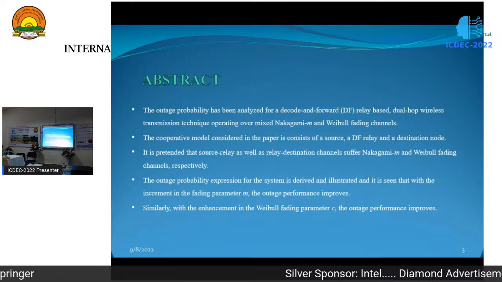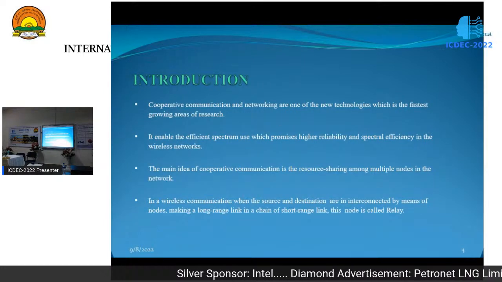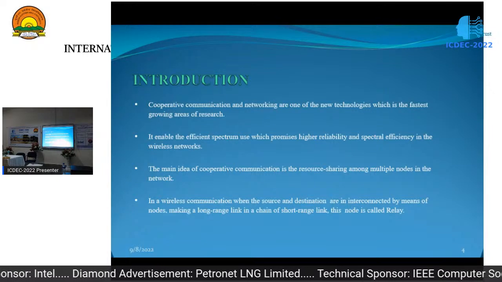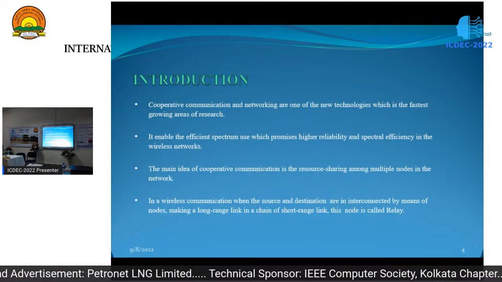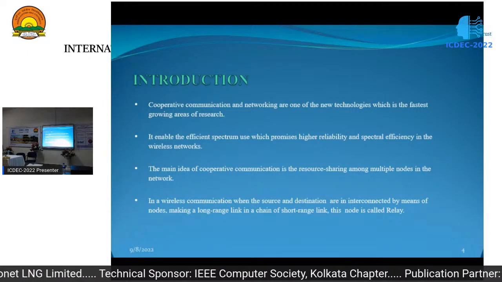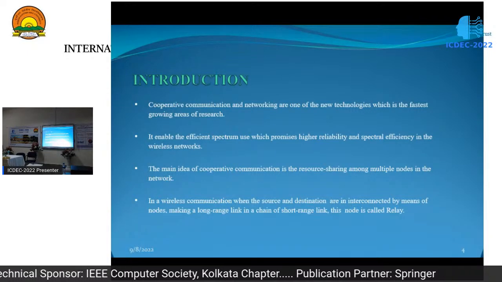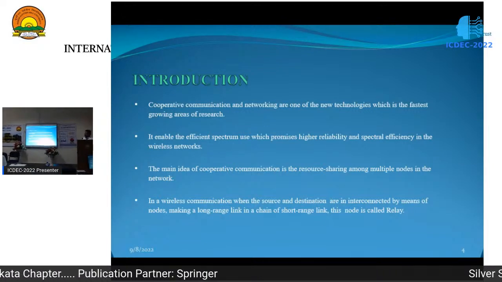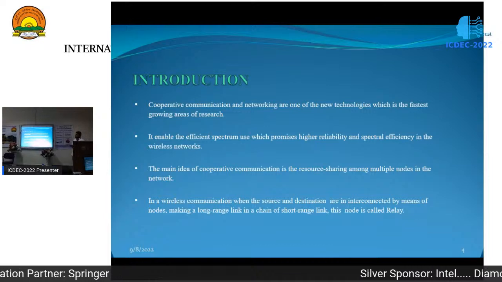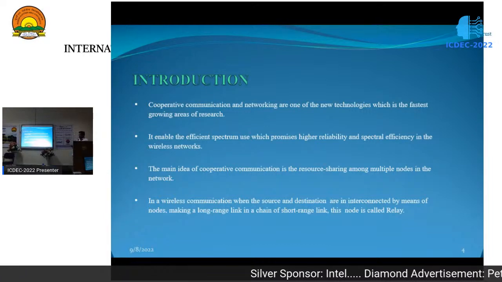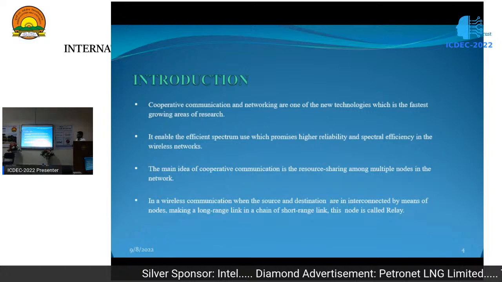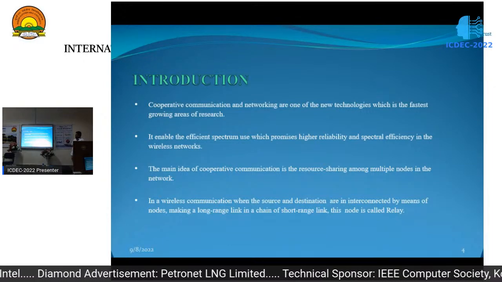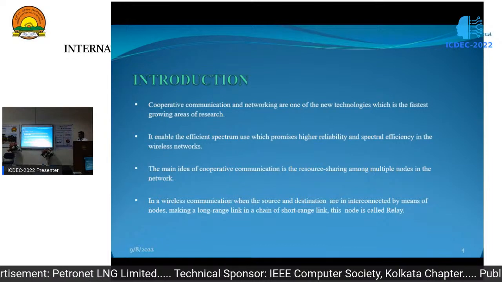Cooperative communication and networking is one of the fastest growing new technologies in research. It enables efficient spectrum use, promising high reliability and spectral efficiency in wireless networks. The main idea of cooperative communication is resource sharing among multiple nodes in the network. In wireless communication, when the source and the destination are interconnected by means of a node, which means a long-range link is split into a chain of short-range links, that node is called a relay.